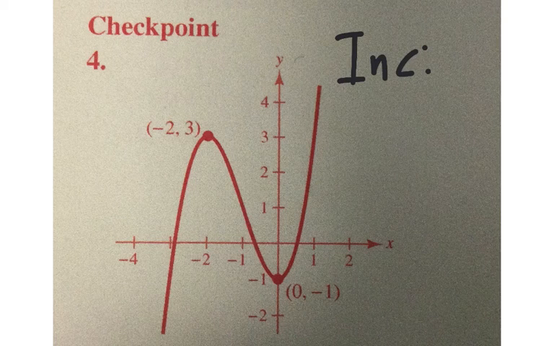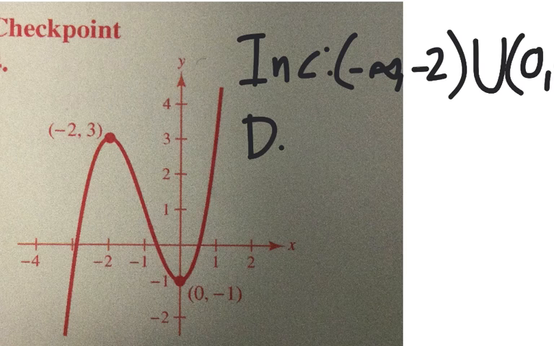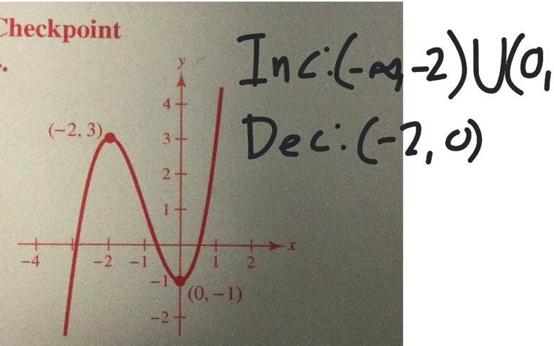So it's increasing from negative infinity until negative 2. Is that the only place it's increasing? Nowhere else is it increasing. 0 to infinity. Negative 2 to 0, it's decreasing. And constant? Never.